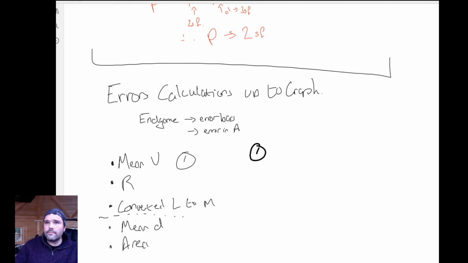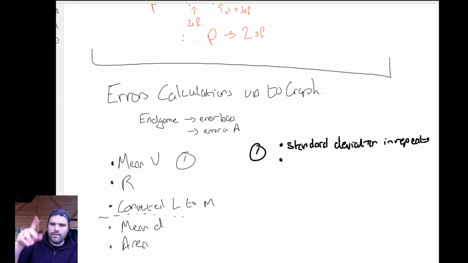1. You need to work out the standard deviation in your repeat readings. Have a little look back at the error notes before that. You can look up the equation for it. Just Google the equation for it. It's basically the difference between value and the mean, difference between value and the mean, difference between value and the mean, squared, add them all together, divide by how many you've got, square root. But work out a standard deviation for each set of repeat readings.